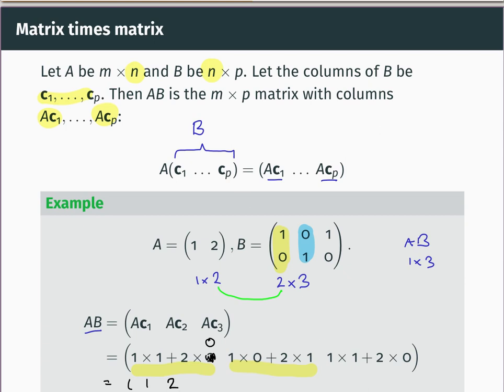And finally, working out the last entry of A times B, we multiply A into the third column of B, which is 1, 0. So we get 1 times 1 plus 2 times 0. That is 1 again. So A times B is the 1 by 3 row vector, in this case, whose entries are 1, 2, and 1.